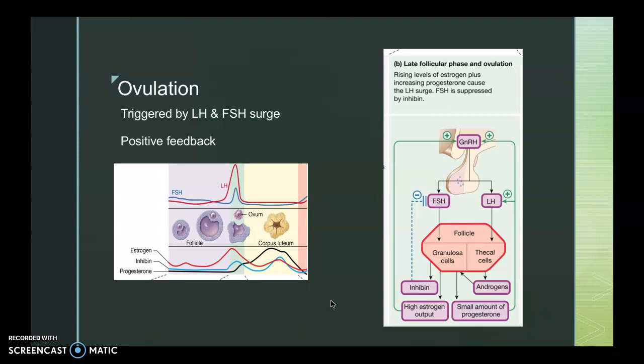It is important to note that because of the high surge in all of these, estrogen creates a switch to a positive feedback loop, which leads to the GnRH surge, as we see in the left-hand picture. That surge creates a surge in LH, and the LH surge is important for ovulation.